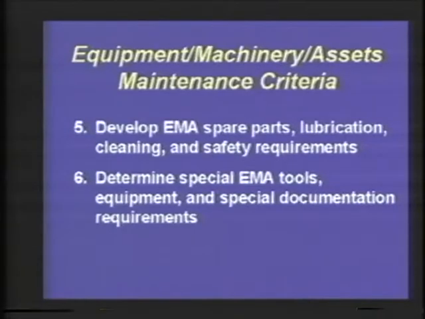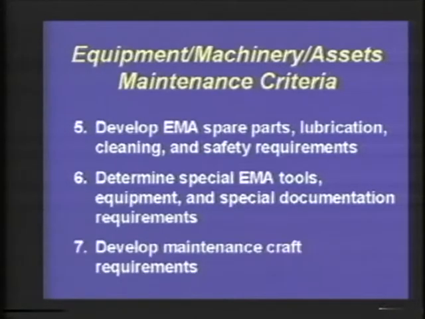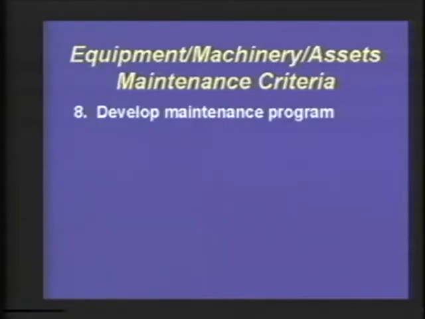Step number 6 pertains to the special tooling, the equipment and documentation that may be required to support a maintenance work order. And step 7 are the craft requirements, and step 8 pertains to the different records and files. And if we just take a look at those, we've discussed many of these. In fact, I think we've discussed all of them, but this is an integral part of establishing the data elements for your assets.